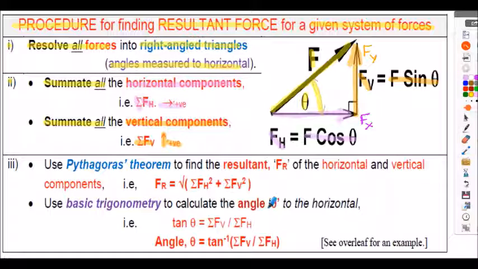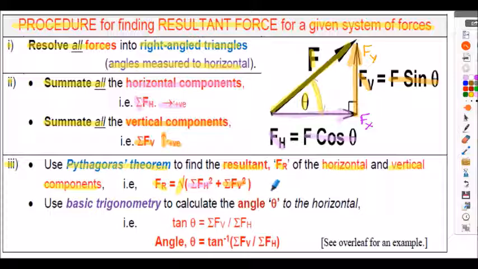Once you've summated all the horizontal components of the forces and all the vertical components of the forces, we will then construct another right-angled triangle. This time we'll have the summation of the horizontal forces on the x-axis and the summation of the vertical force on the y-axis. And then in step 3, using Pythagoras theorem, we will find the resultant Fr of the summation of horizontal and summation of vertical force components. So applying Pythagoras theorem, the resultant force for our system will equal to the square root of, in brackets, the summation of all the horizontal forces squared added to the summation of all the vertical forces squared.